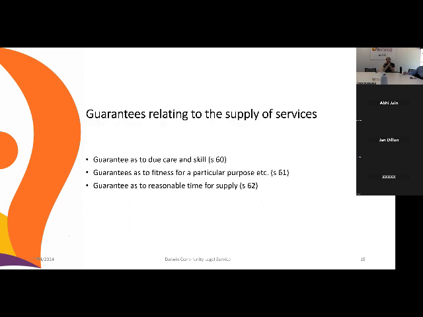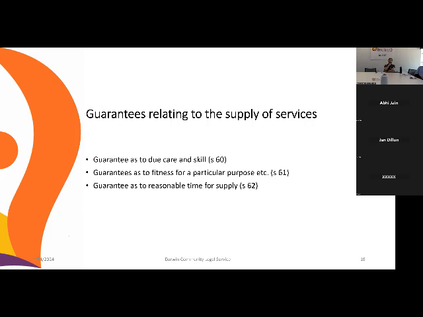Now we go on to the guarantees relating to the supply of services. There are three guarantees. One is the guarantee as to due care and skill. So basically, if you engage someone to do work for you, say it's to repair your motor vehicle or to do some repairs around your house, there is a consumer guarantee that if that's in trade or commerce, they will exercise due care and skill. So they'll perform to the standard that's reasonably expected of a person in that sort of trade or occupation.